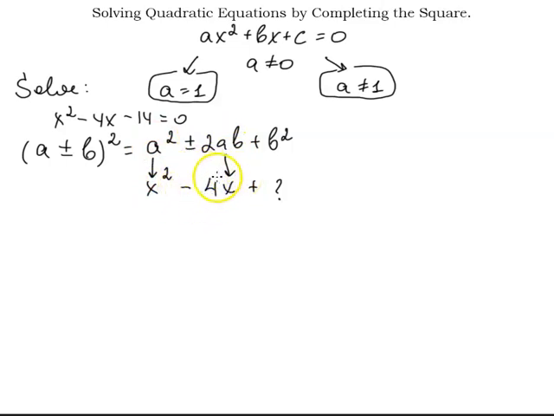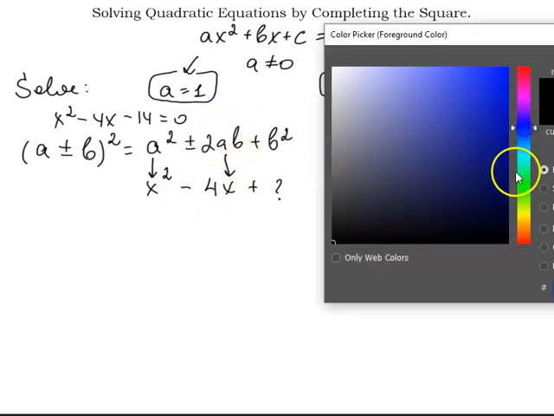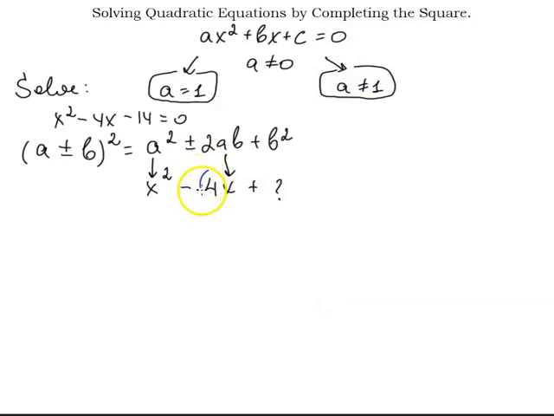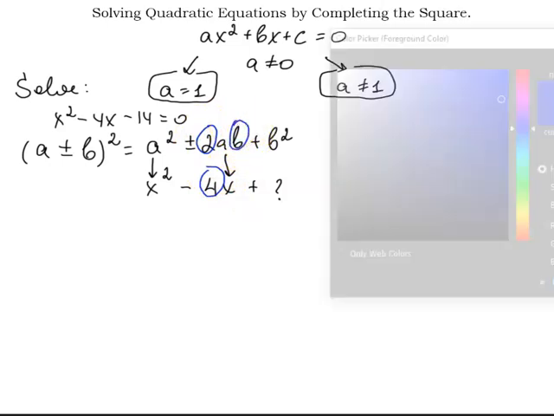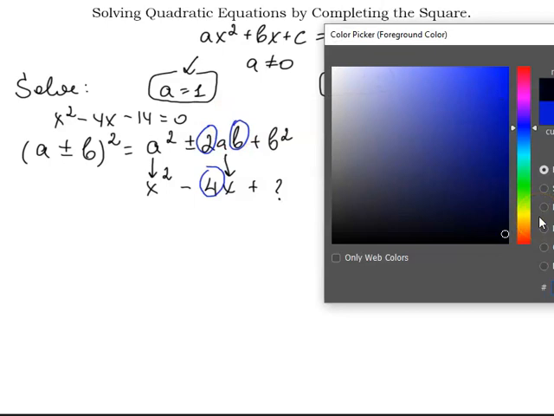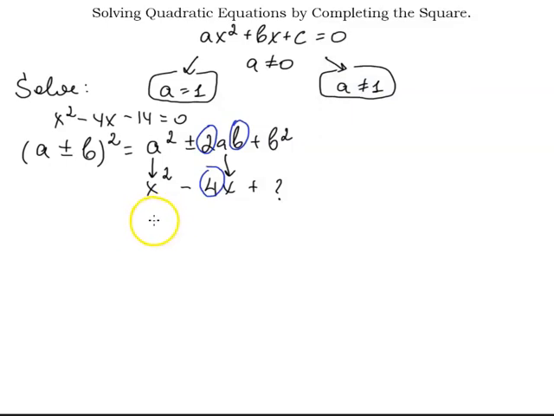Since x is a, that means the number 4 is sitting in the spot of 2b, and I will use a different color to point it out: 4 is sitting in the spot of 2 times b. Going back to black, I rewrite that 4 equals 2b. We're looking for b, so I need to solve this simple equation by dividing both sides by 2. So b equals 2.